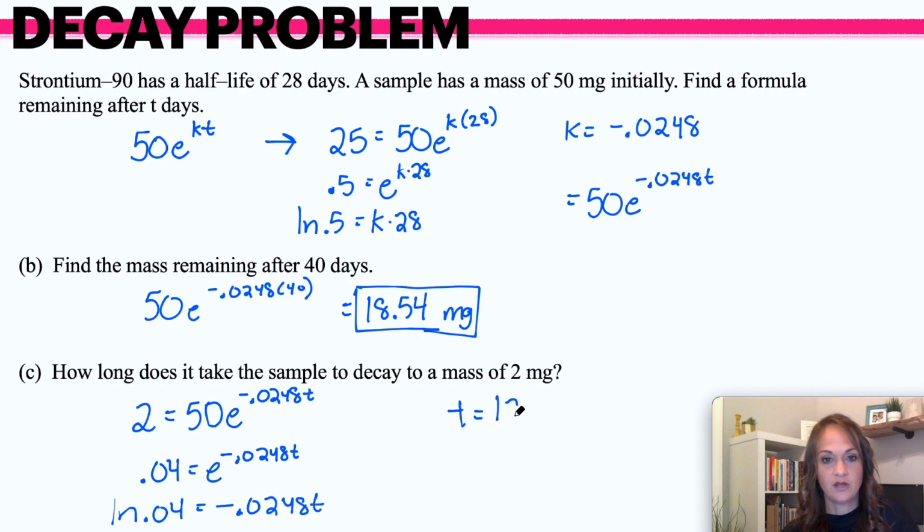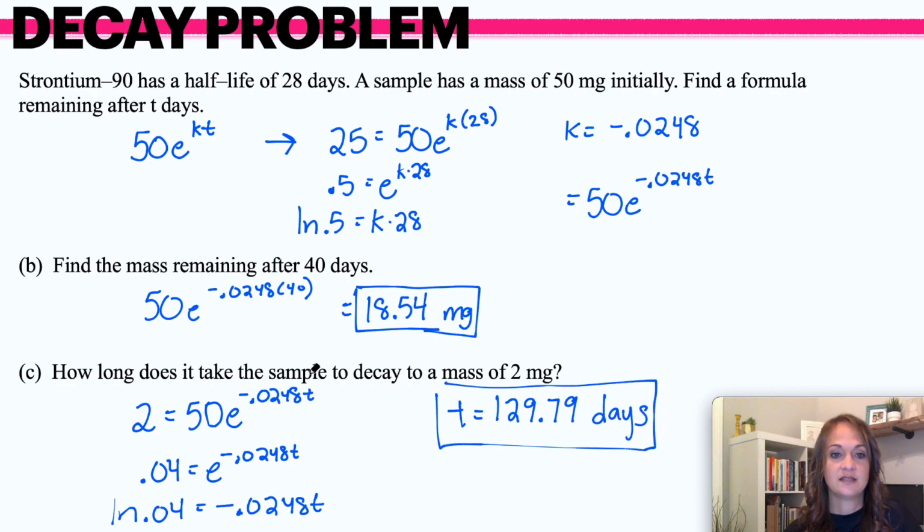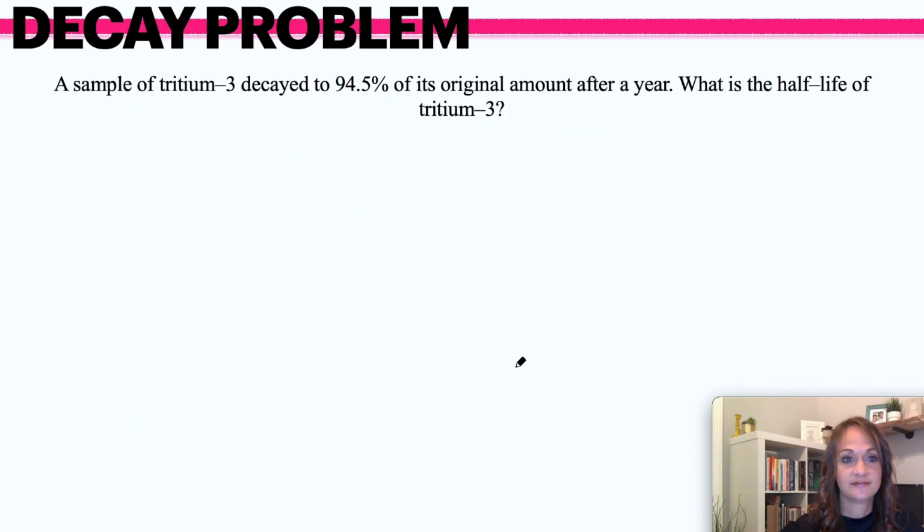t will give us 129.79. In this case, this is days. So almost 130 days it will take in order to decay down to 2 milligrams.